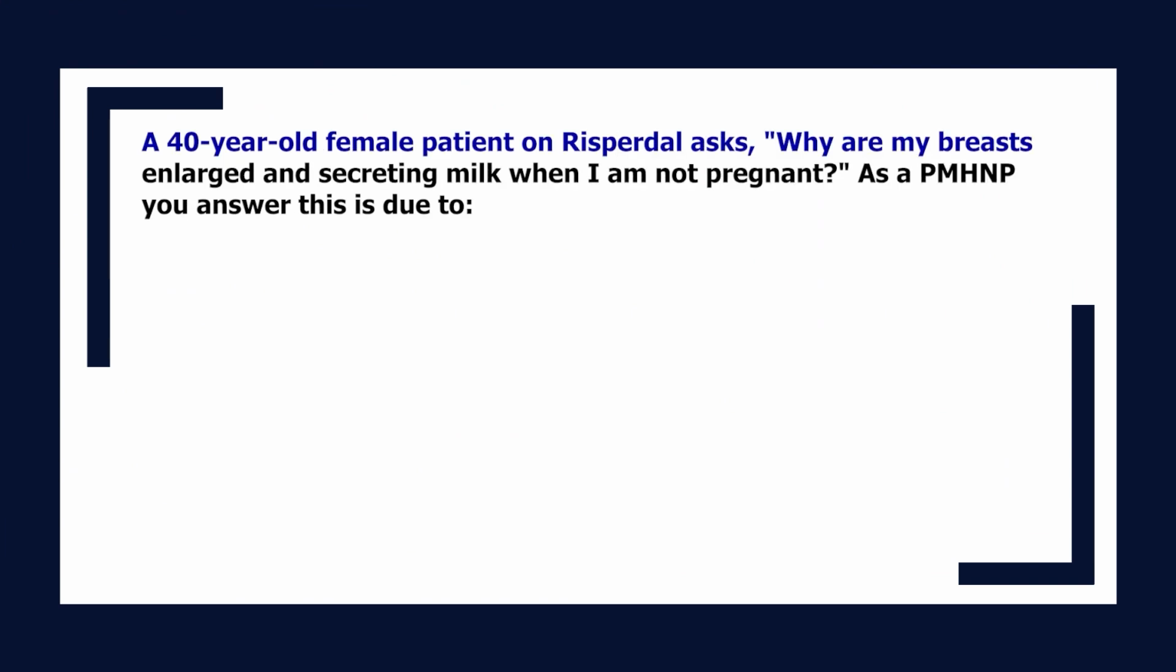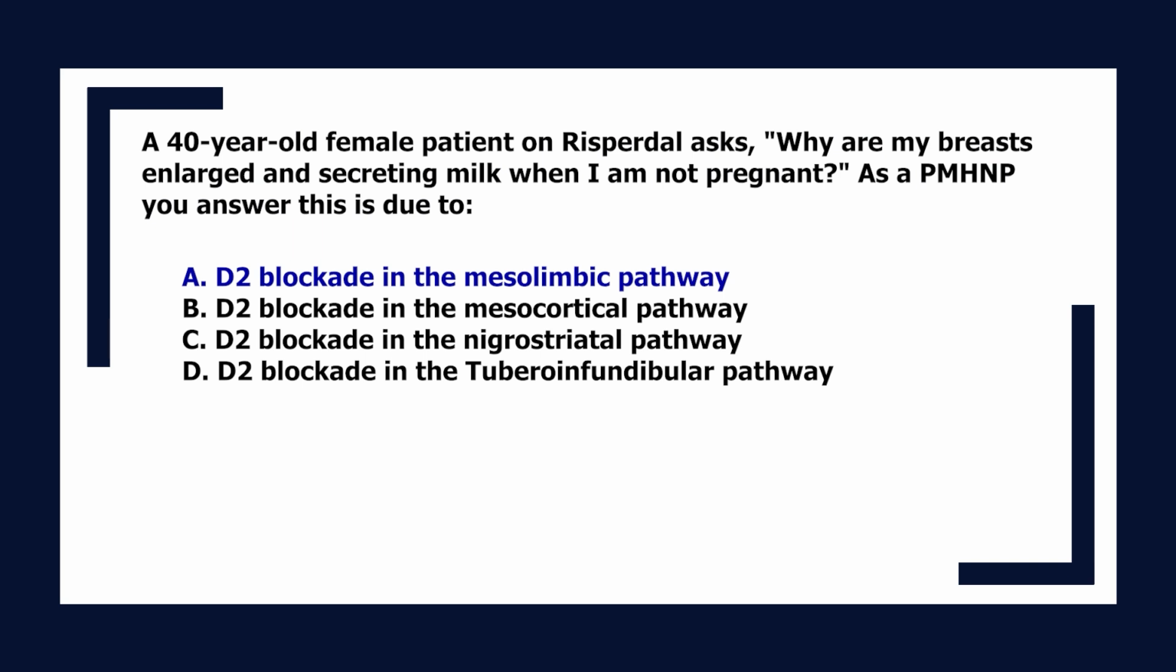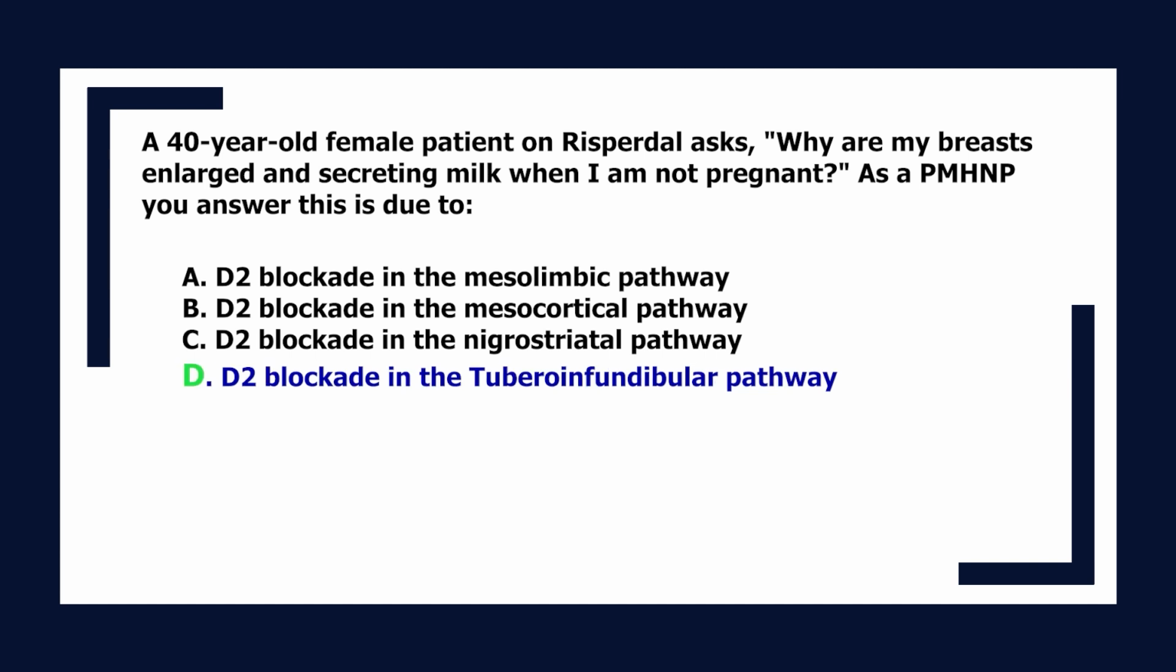A 40-year-old female patient on Risperdal asks, "Why are my breasts enlarged and secreting milk when I am not pregnant?" As a PMHNP, you answer this is due to A. D2 blockade in the mesolimbic pathway. B. D2 blockade in the mesocortical pathway. C. D2 blockade in the nigrostriatal pathway. D. D2 blockade in the tuberoinfundibular pathway. The answer is D. D2 blockade in the tuberoinfundibular pathway.